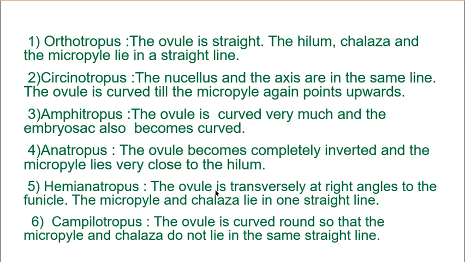Hemianatropous: the ovule is transversely at right angle to the funicle. You have seen, the micropyle and chalaza lie in one straight line. The final is campylotropous: the ovule is curved round so that the micropyle and chalaza do not lie in the same straight line. Fine students, I have already told you, you have to refer to the diagrams of ovule types, and you have to refer to the definitions. Then only you will be very much clear about the things.